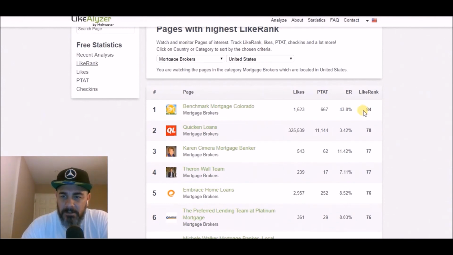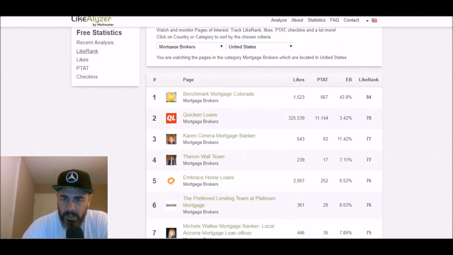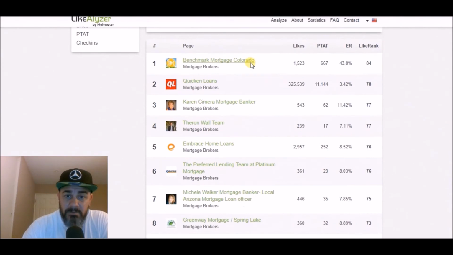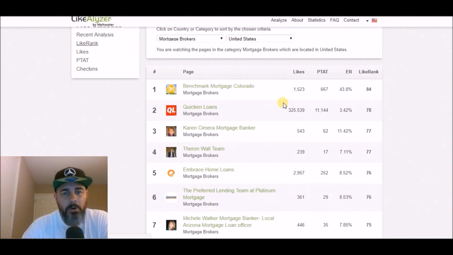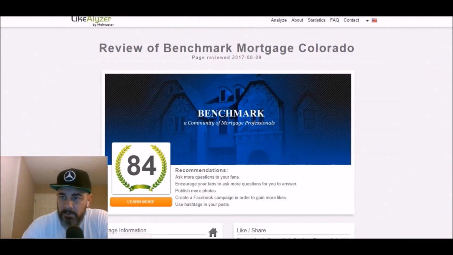So here we got, by rank, 1,000 likes, 84 people talking about. We got to kind of omit Quicken, that skews the numbers. Embrace Home Loans, wouldn't be surprised if maybe they're online as well. Benchmark, I mean, they've got Colorado in their name, so they're probably local. What we got going on at Benchmark? Let's spy on them a little bit.